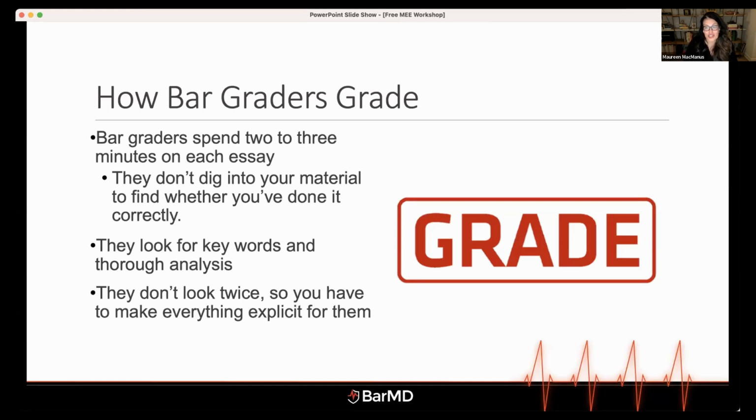A better answer, when I look at two answers side by side and one answer is better than the other, it is 30 minutes to do all of this and it's a lot, but it's completely doable. It just takes a lot of practice and the right approach. So they look for keywords, they look for thorough analysis, and the analysis is all about using the facts better. Are you actually using the facts? I don't want someone to just spew a bunch of rules and then have just 1 or 2 sentences of analysis, even though sometimes the UBE analysis sheets look like that. The better answers go in on the facts, and they don't look twice. So you've got to make everything very clear, very obvious for them.